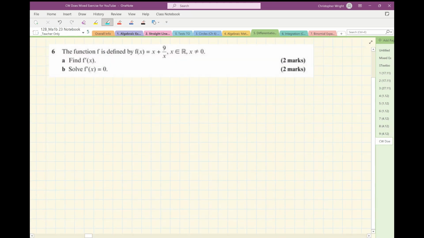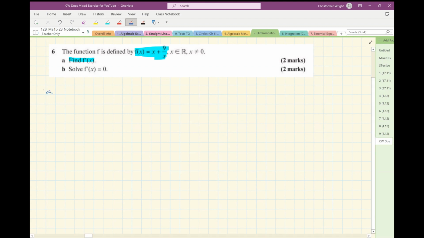The function f is defined by f of x is x plus 9 over x, where x is a real number and x cannot be equal to 0. That's simply to make sure that 9 over x works okay. Right, part A, find f dash x, find the differential.